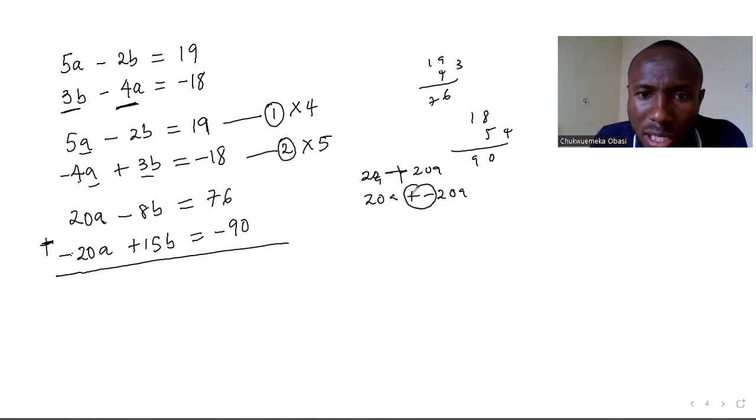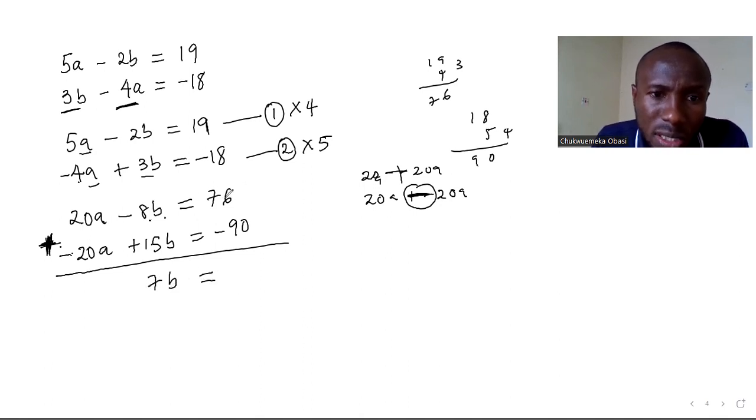Of course, plus minus is same as minus, so 20a minus 20a is 0. So that is what will work. Positive addition, I mean. So this guy will go to 0. So we do here minus 8b plus 15b. Minus 8b plus 15b, that will be 7b, right?